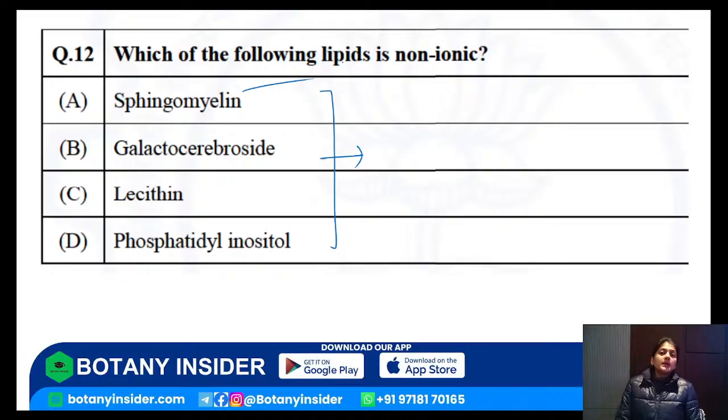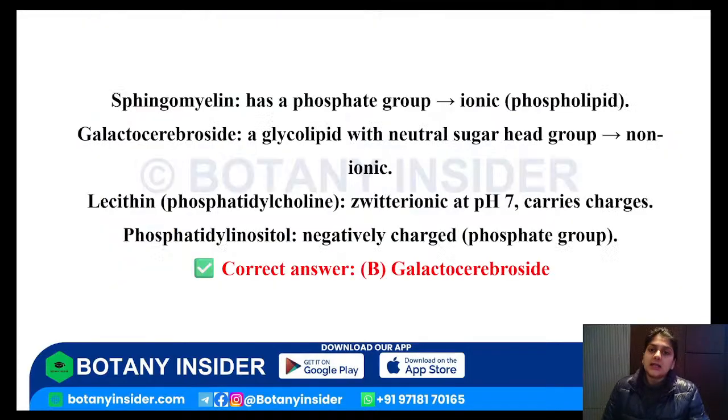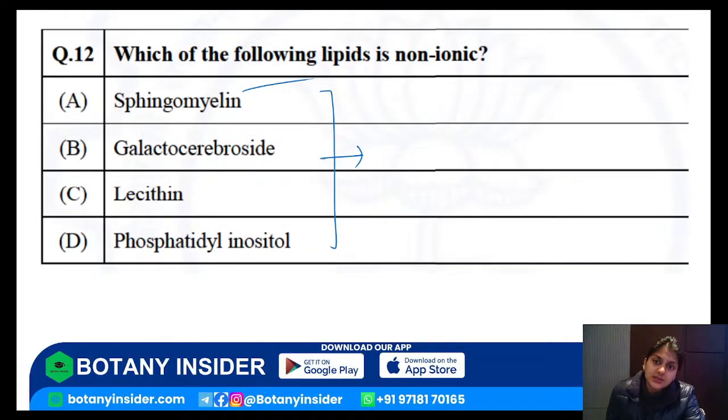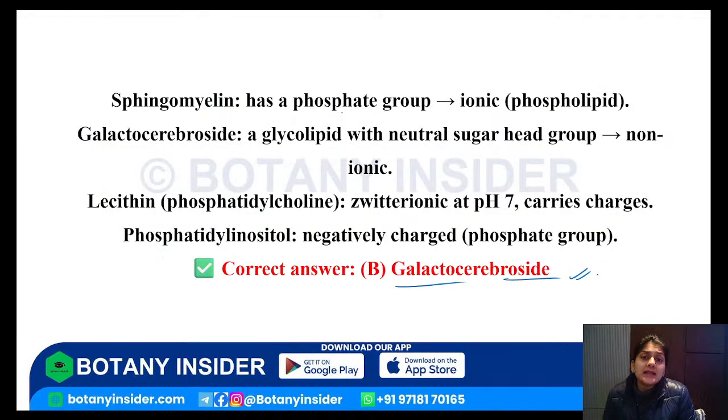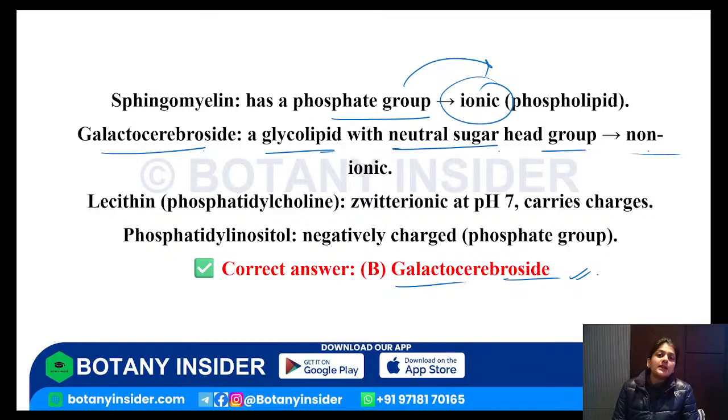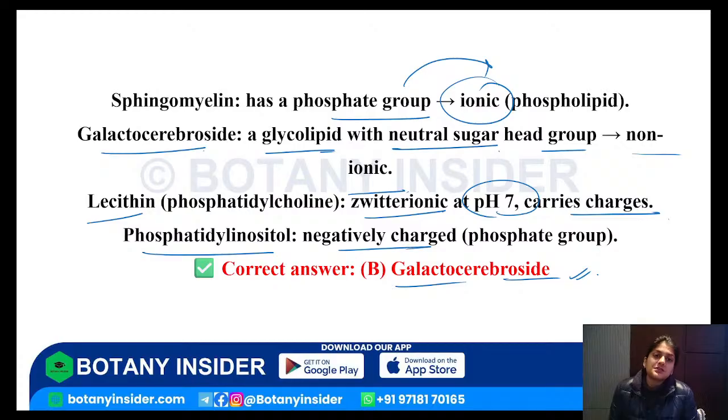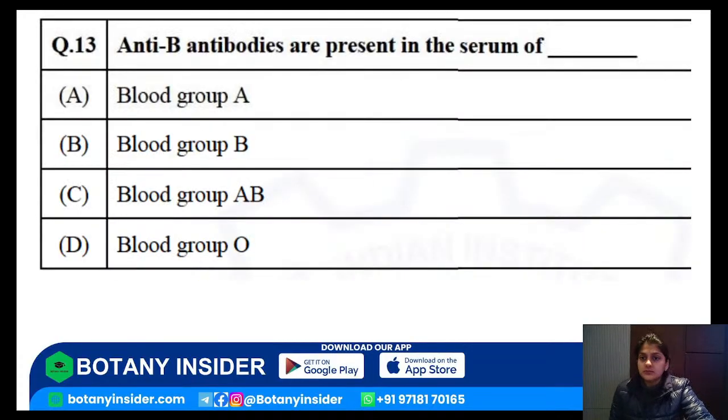Which of the following lipids is non-ionic in nature? So it is your galactocerebroside, which is non-ionic in nature, right? So your B is the correct answer. Sphingomyelin has a phosphate group, hence ionic. Cerebrogalactoside is a glycolipid with a neutral sugar head, so it is non-ionic. Lecithin is a zwitterion at pH 7, and phosphatidyl inositol is negatively charged, right? So keep a note of this particular thing.